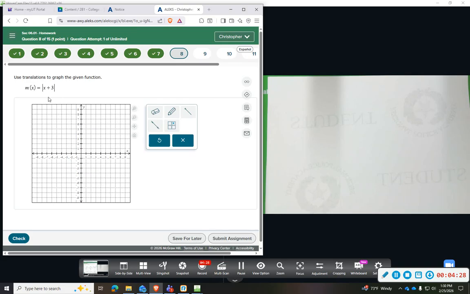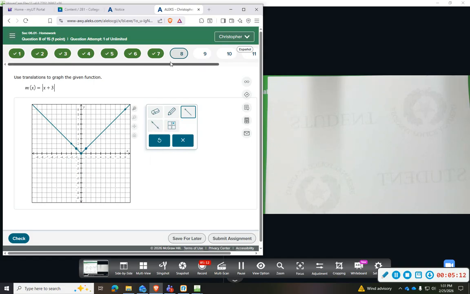Continuing, it says use translations to graph the function. So we are going to start with the absolute value of x. So I'm going to plot a point here. And absolute value goes up 1, right 1, okay? And then same thing, up 1, left 1. So I'll make 2 rays. Start here and go here. Doesn't matter. And then I'll go here and go here. So that's the absolute value.